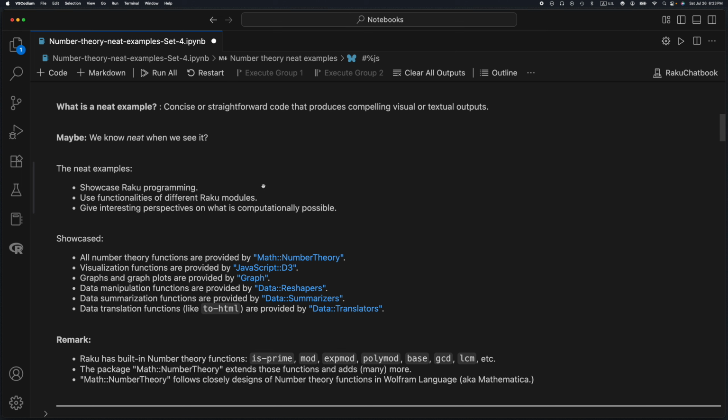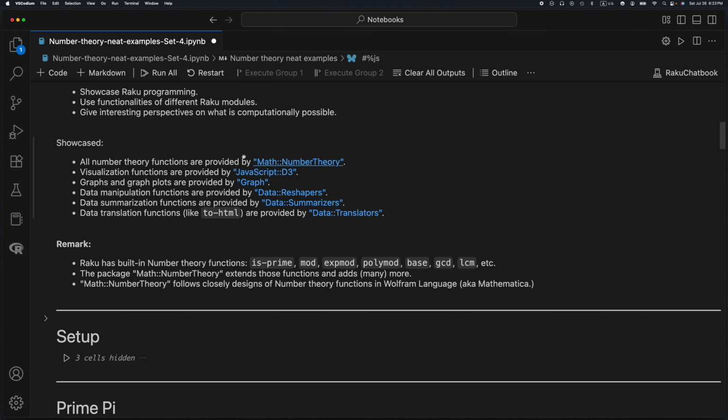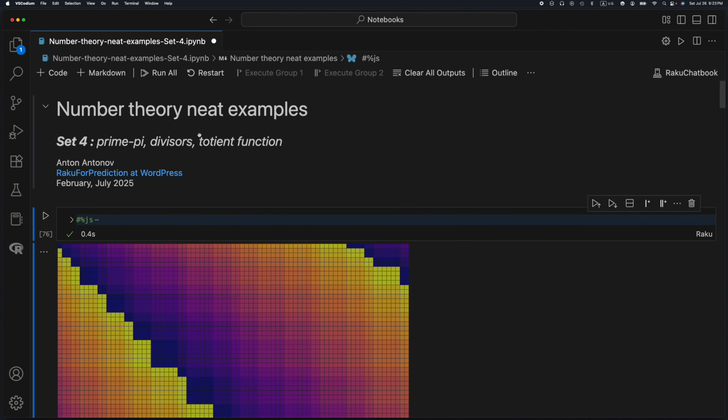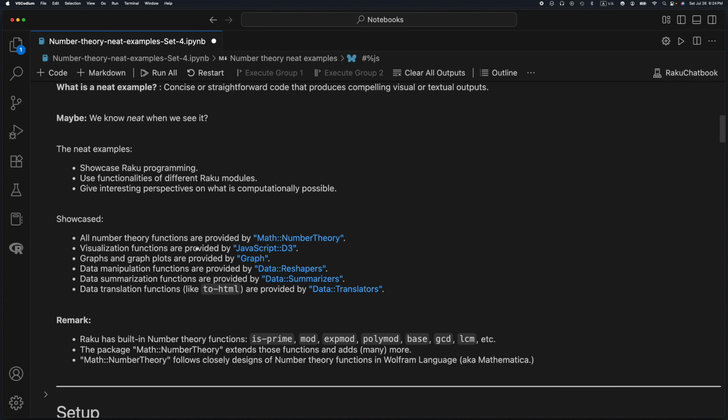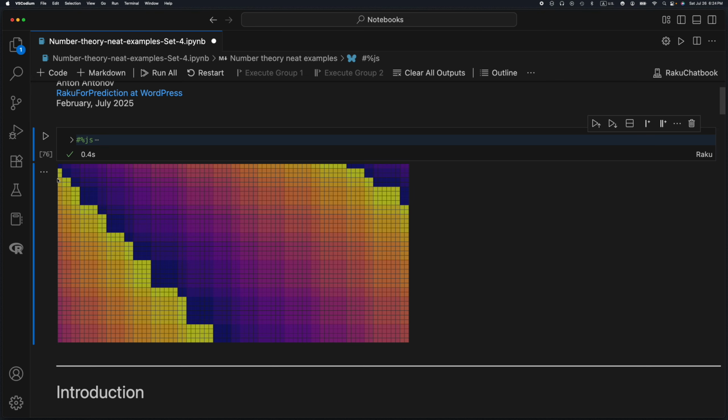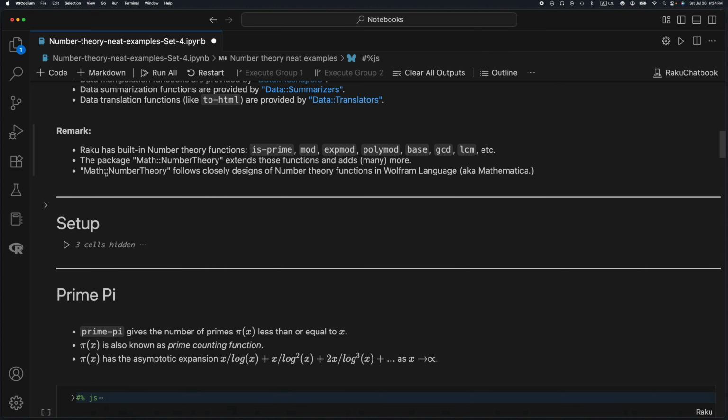Neat examples are concise and straightforward code that produce compelling visual and textual outputs. We are going to showcase Raku programming here in this presentation. More precisely, we're showcasing the packages Math::NumberTheory, in which the number theory computations are done, and the graphics package JavaScript::D3. What you see is the Jupyter Notebook framework in Visual Studio Code. I'm using Raku chatbook, and so JavaScript graphics like this one are readily rendered. So this is what is happening.